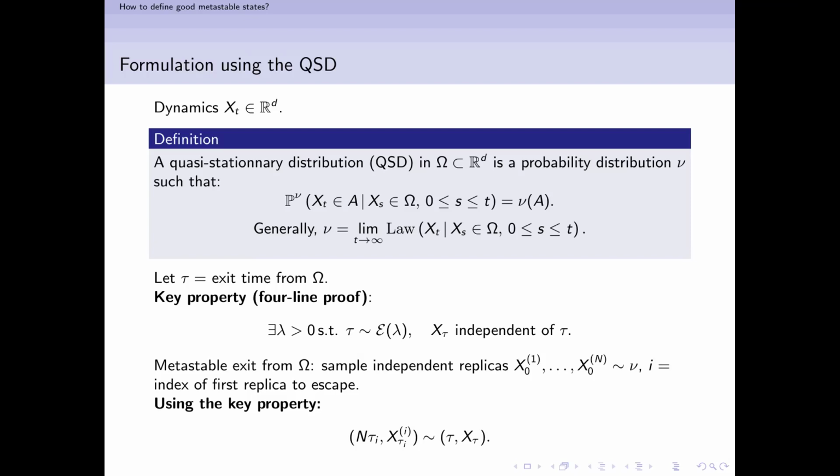So why is this property useful? Well, it means that if you sample independent replicas at initial time according to the QSD, and you just look at the first replica to escape, then the exit time of the first replica to escape is still exponential with rate lambda over n. So you can get an estimate of tau just by multiplying by the number of replicas n. And then the exit point is a consistent estimate of the exit point for the original dynamics.